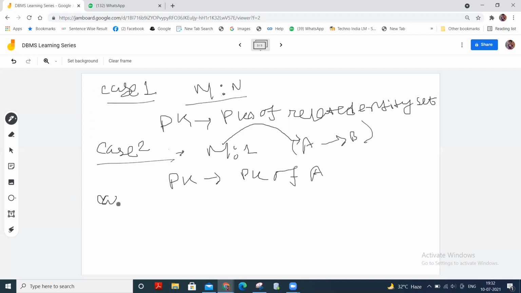Okay, and last one is case 3. Here case 3 is relation is 1 to 1. So the primary key of the relation is either one of the primary keys. So no table is generated for the relationship set linking a weak entity set to the corresponding strong entity set.